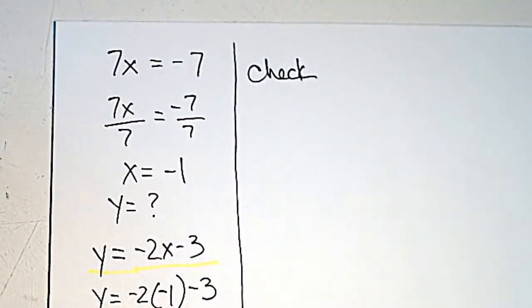Now, here's the bad news. The bad news is whenever you check, you have to check the original equations. Always check the original.